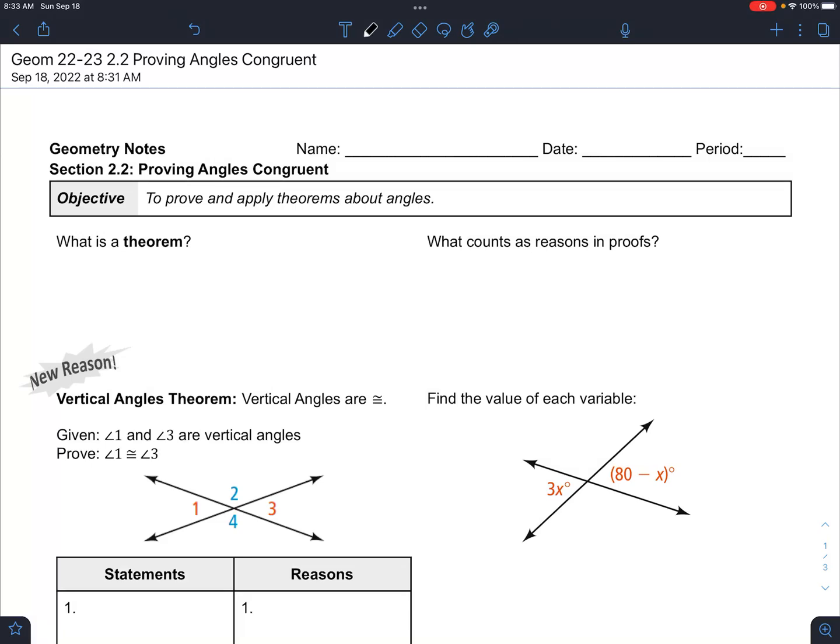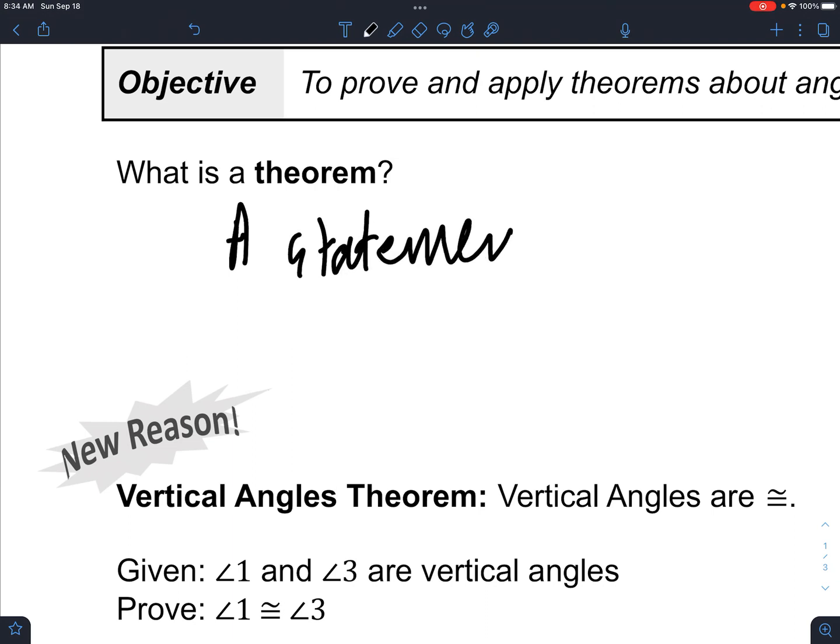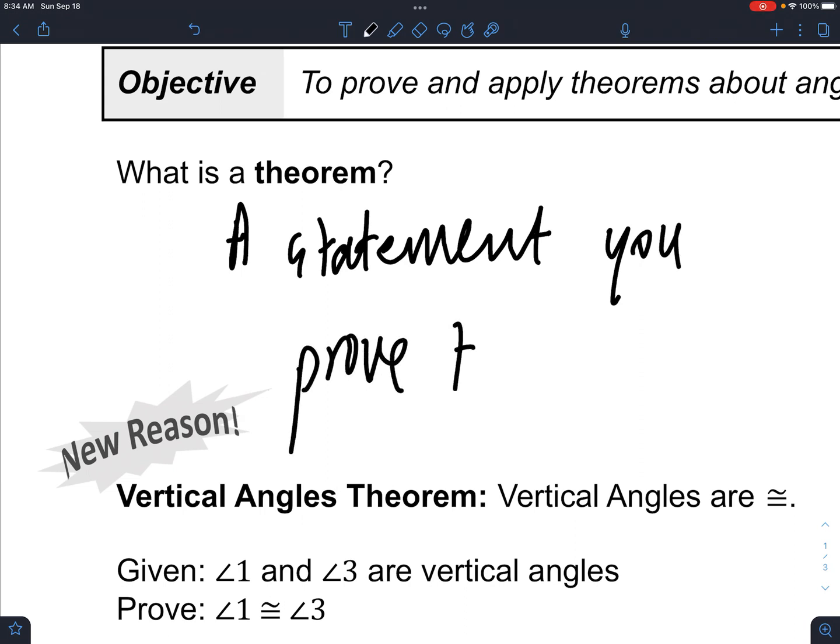All right, let's review some of the notes that we completed on 2.2, which is proving angles congruent. And we have one key theorem today, and that'll mostly be it. So, a theorem is a statement you prove to be true. It's different from a postulate because a postulate is a fact and it's just known to be true, but a theorem is something you actually have to prove yourself.